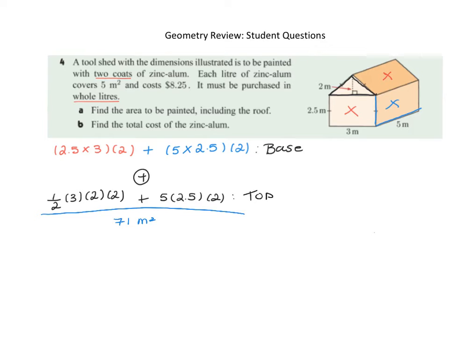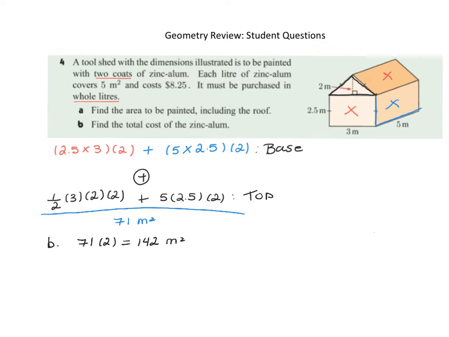Now, the next part I think can be confusing if you did not read the question correctly. So that's the surface area, but because we have to paint it in 2 coats of paint for part B for the total cost, we're going to have to double that. So what we're going to do is take that 71 meters squared and double that to get 142 meters squared. And that's because we need 2 coats, okay?